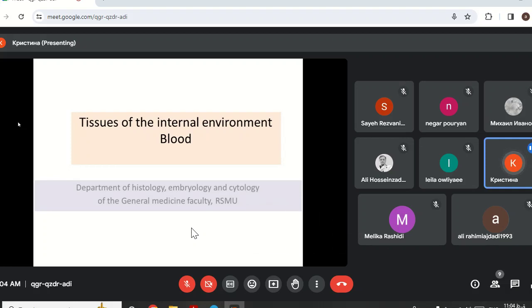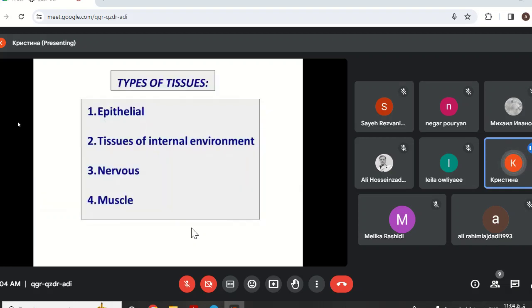It will be about tissues of the internal environment, and exactly about blood. This is what you should know very well. You should remember these four types of tissues, and you should remember this information during all the course of histology. This is the most important information that you should never forget.